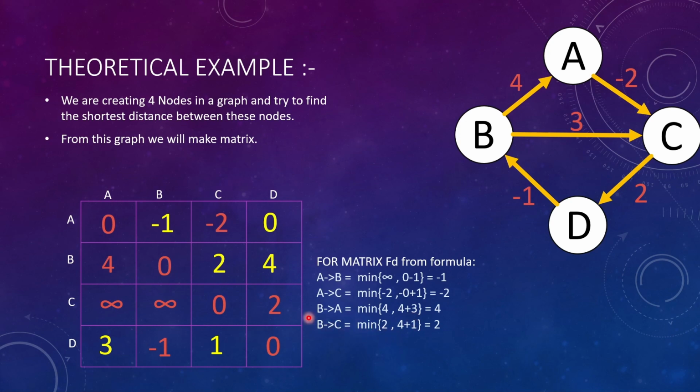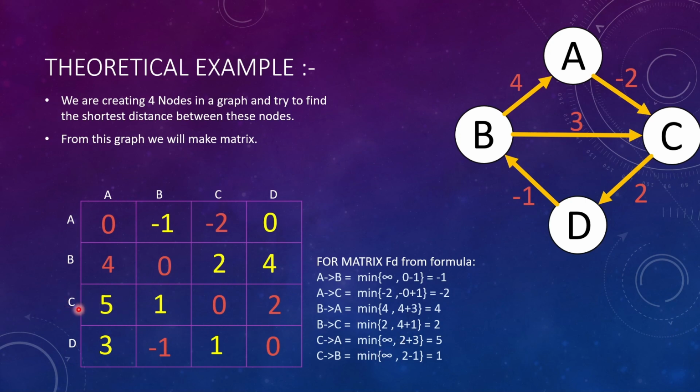B to C was previously 2. But if we go from B to C via D, we are getting 5, which is not lesser than 2. So 2 will remain as it is here. Last, we will do this for C to A. For node C, we are going from C to A. Previously it was infinity, but if we go from C to A via D, first we will go from C to D, which is 2. After that we will go from D to A, which is 3. So effectively it will be 5 and lesser than infinity, so 5 will be updated here.